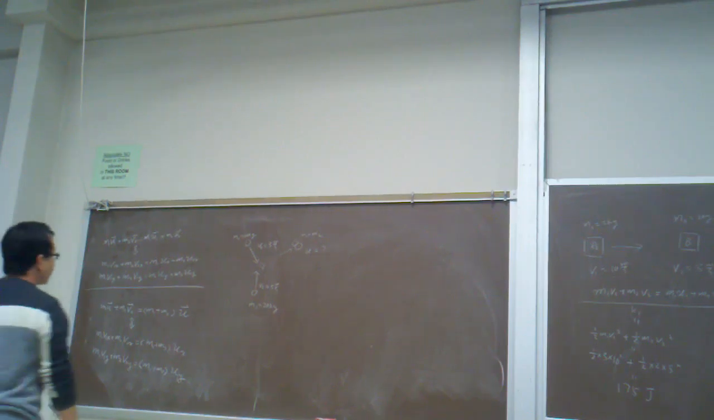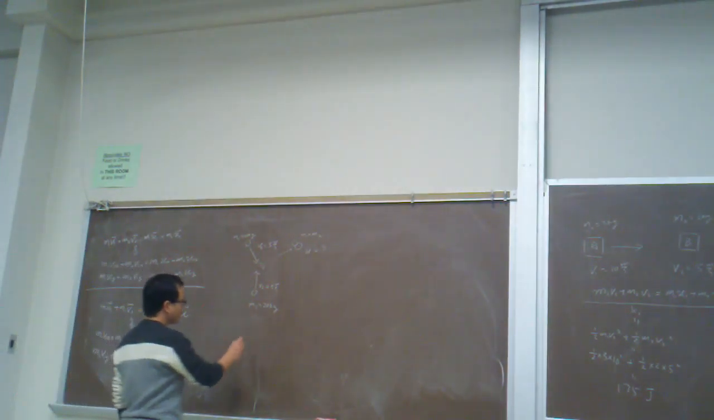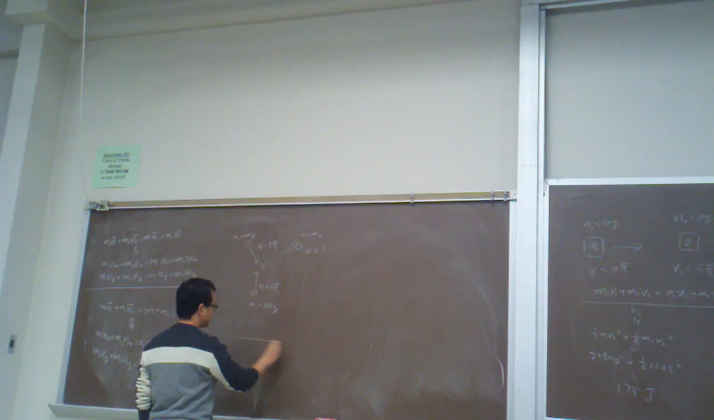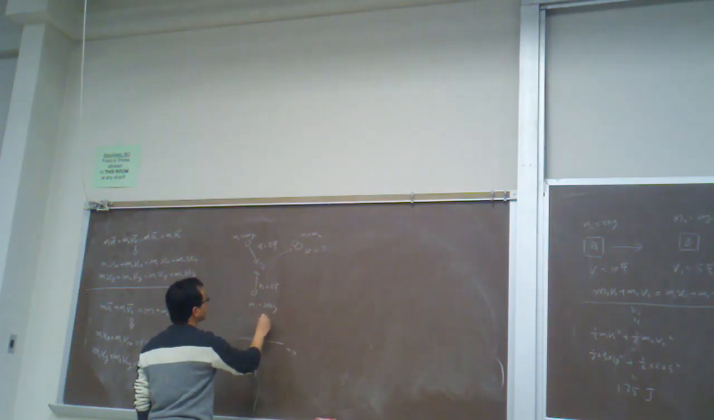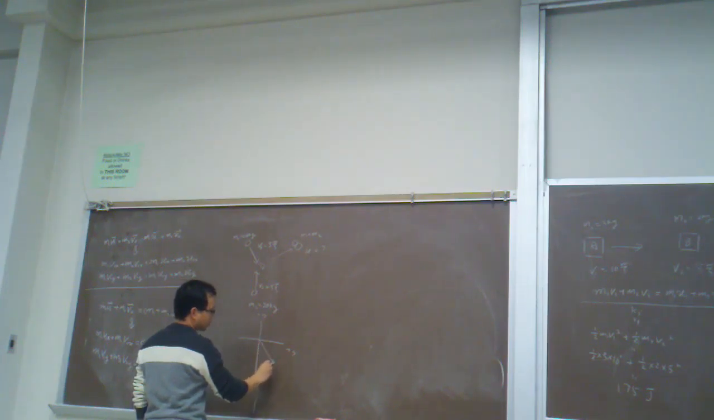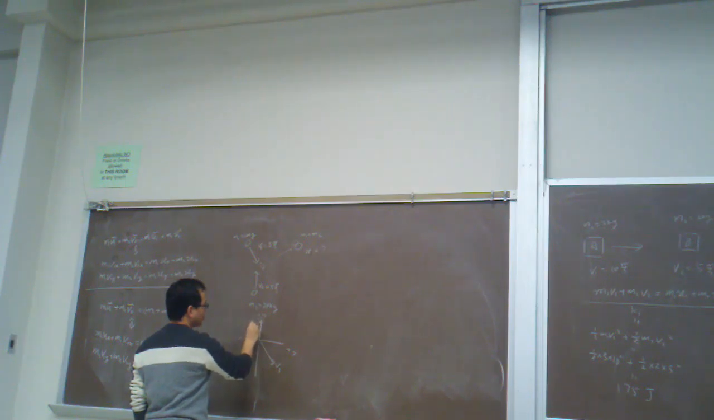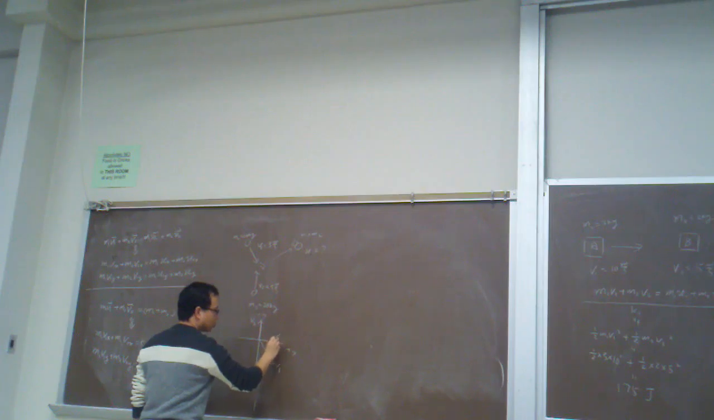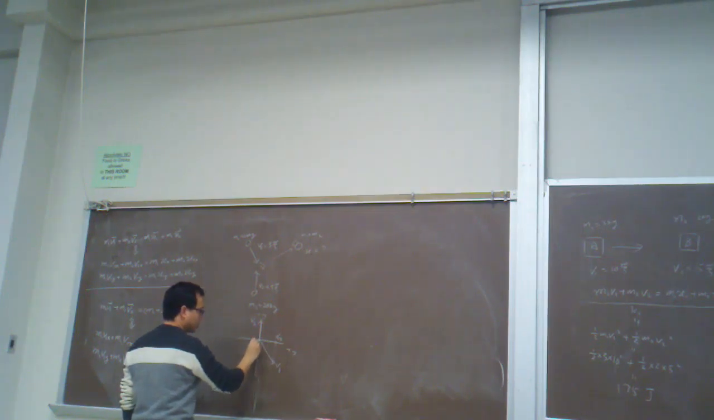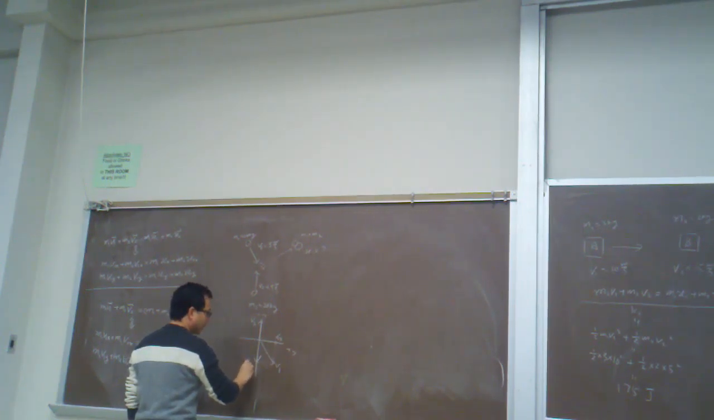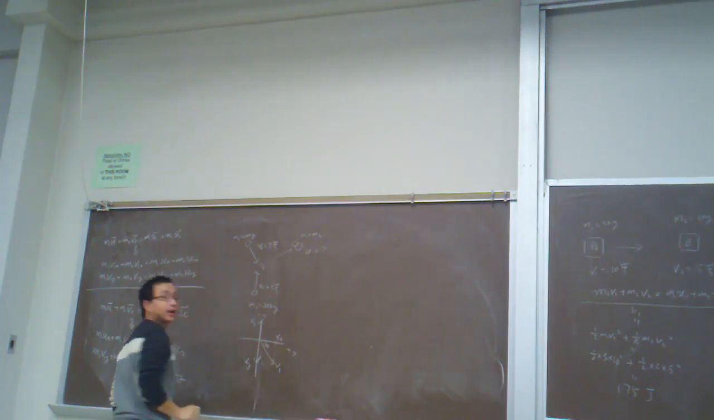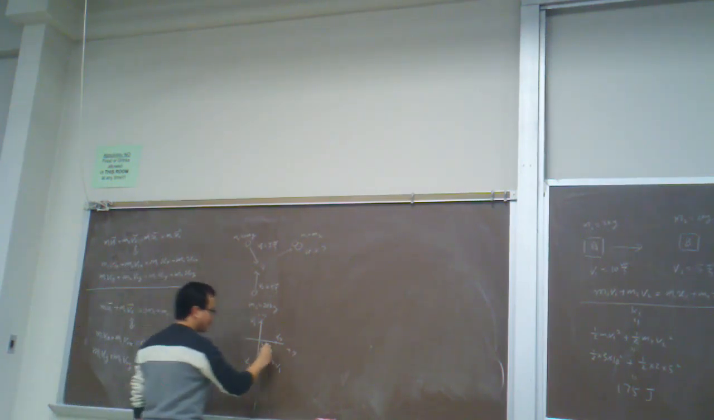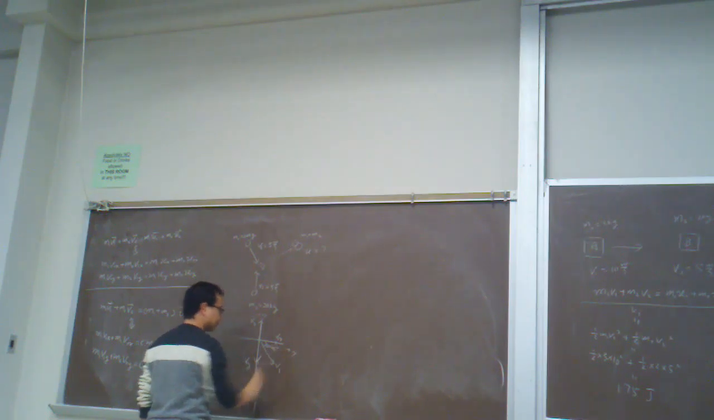Now, in order to do the vector decomposition, we have to plot the two velocities in Cartesian coordinates. So this is v1, this is v2. So this will be v1x, this will be v1y. Okay, this is the angle. What's the angle here? 45. Okay.